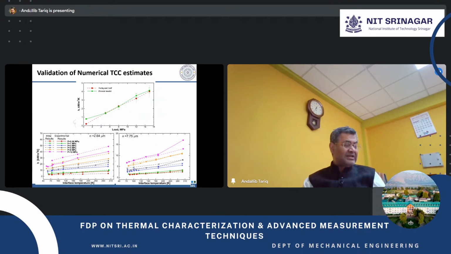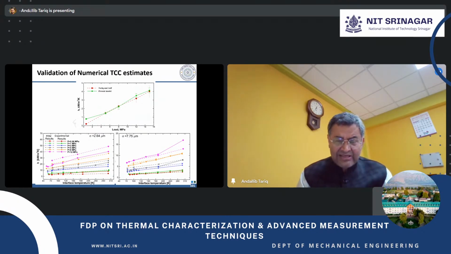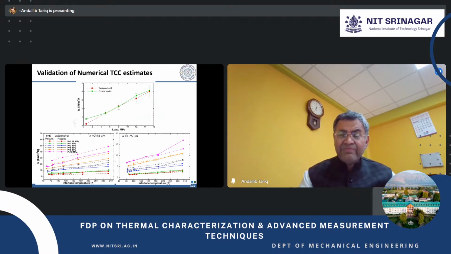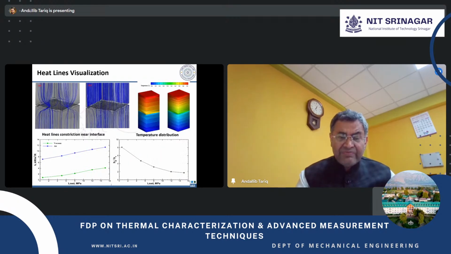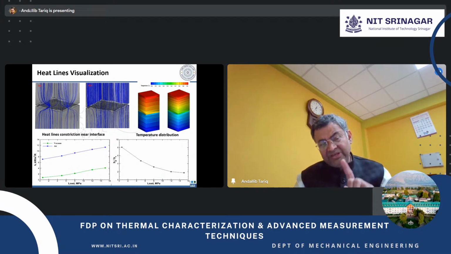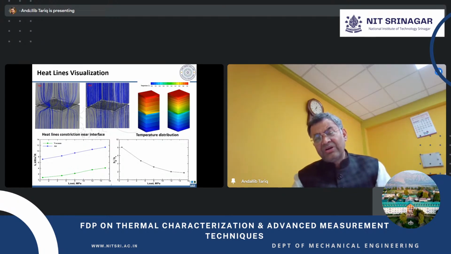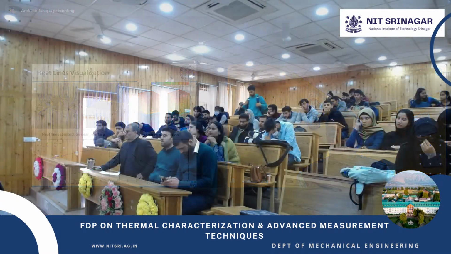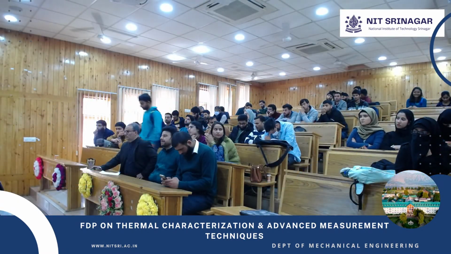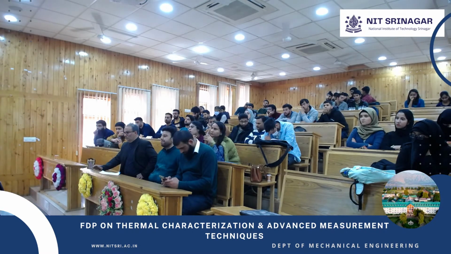So we have proposed a remarkably new approach to TCC estimation by using the roughness experimental data, converting that into the real contact area and finally estimating the TCC. And what we did is we visualized the heat lines, just like in fluid mechanics, streamlines. Here we did the heat lines, and that gives insight into what is happening. We tried to correlate these numerical heat lines with what we got from IR photography.